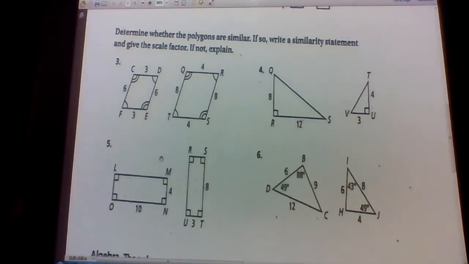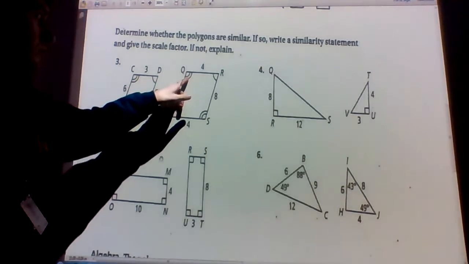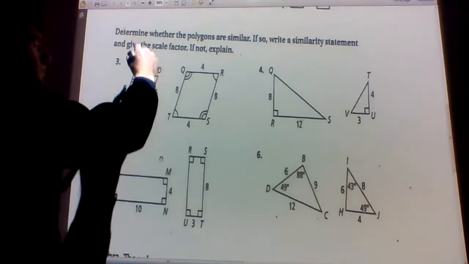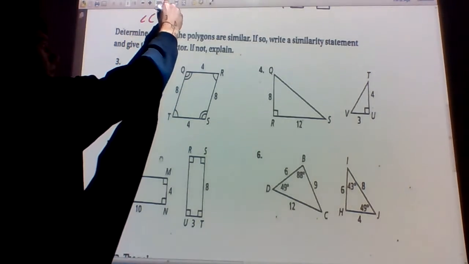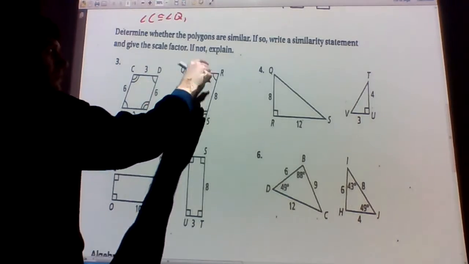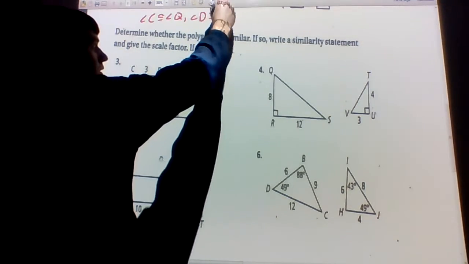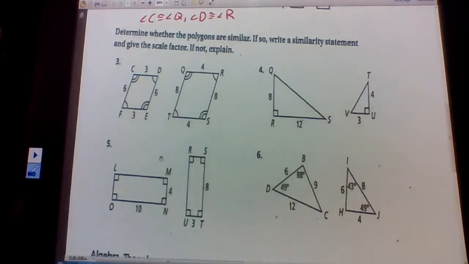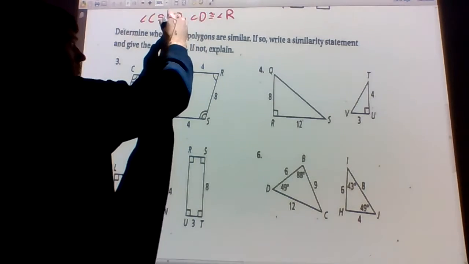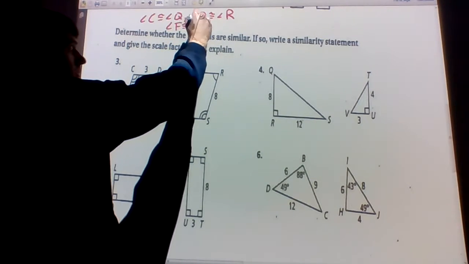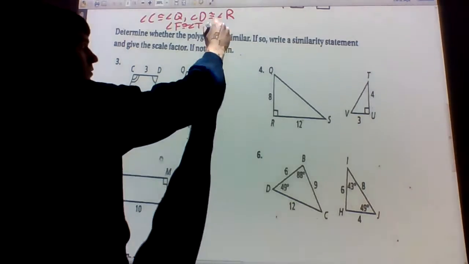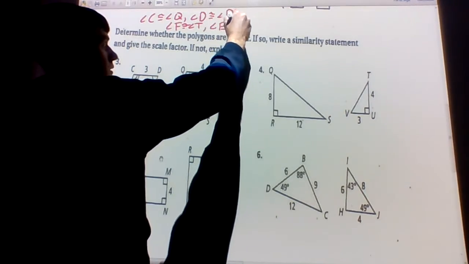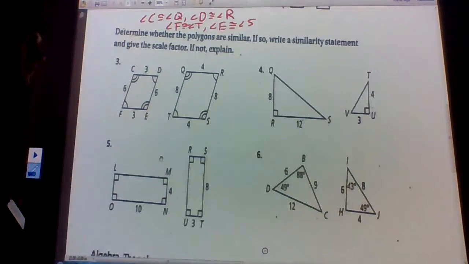So to show that the angles are congruent here for number 3, we know C is congruent to Q. Okay, we know D and R. Angle D is congruent to angle R. Okay, we know angle F is congruent to angle T. And we know angle E is congruent to angle S. Okay, so the angles are congruent. Now we need to check the sides.